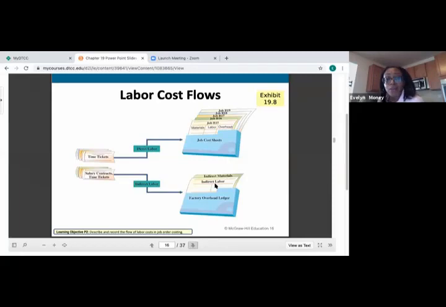So with labor, the source document for direct labor would be the time tickets. Now the time tickets tell me how long an employee worked on an individual job. Don't confuse the time ticket with the time sheet. The time sheet tells me how long the employee worked during the pay period on a bunch of different jobs. But the time ticket is the one that tells me how long the employee worked on one specific job.